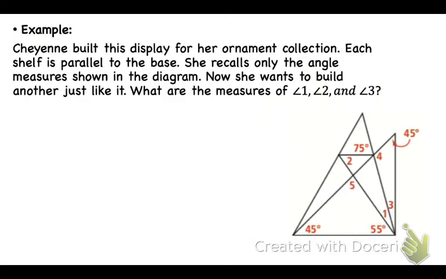Okay, so we got a diagram. I want you to stop and think how many triangles you see. Shh. I said stop and think. I did not say a word.